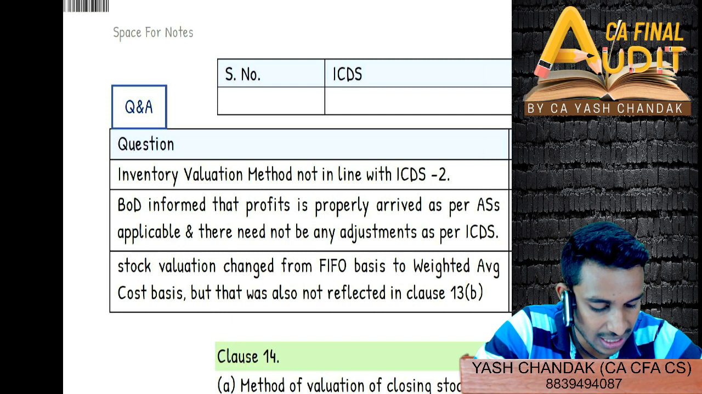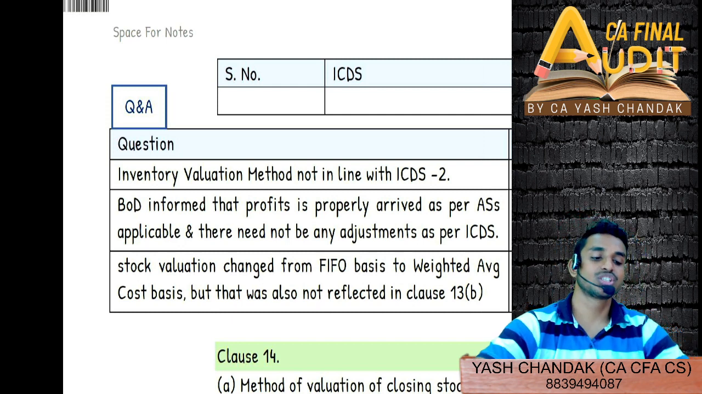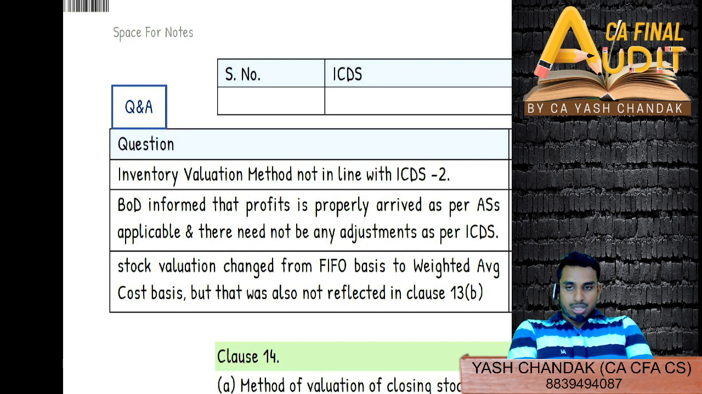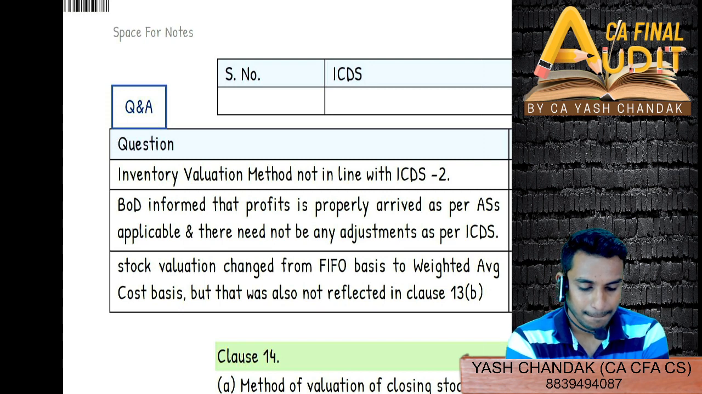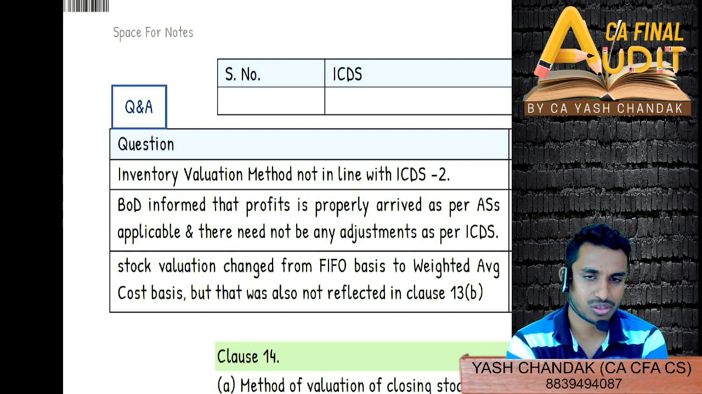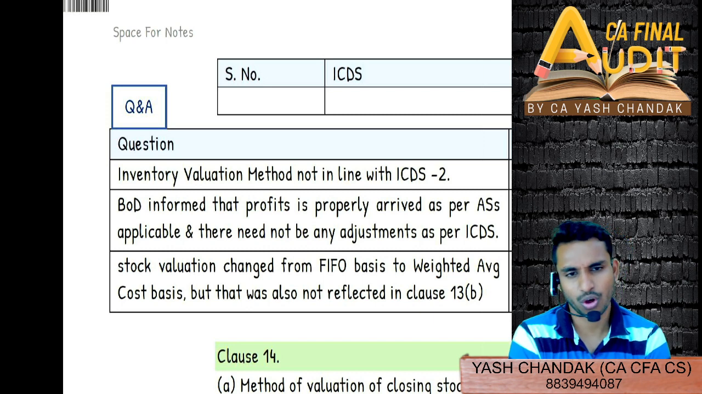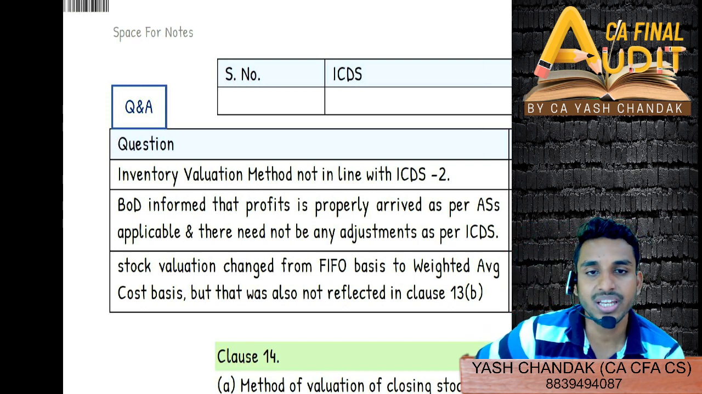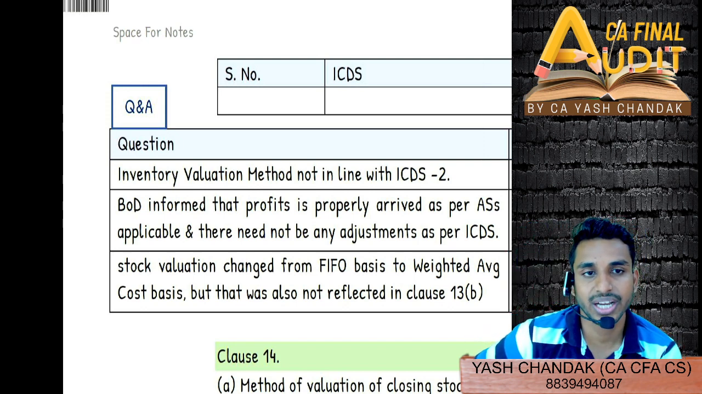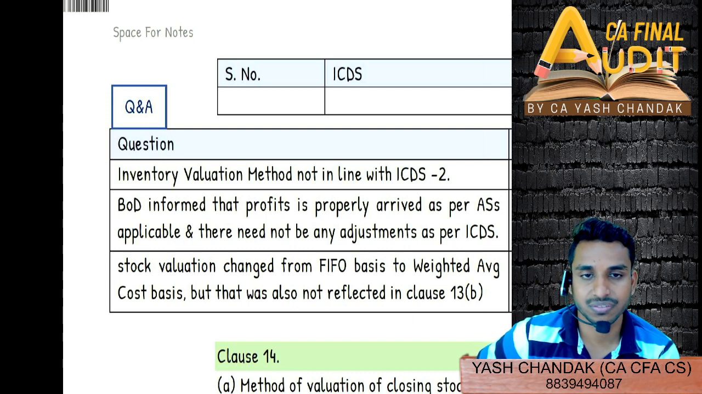Inventory valuation method is not in line with ICDS 2. Which clause are we supposed to report this under? Clause 13, 13E, sorry, E and F both apply. So clause 13 DEF, right? Clause 13 DEF.